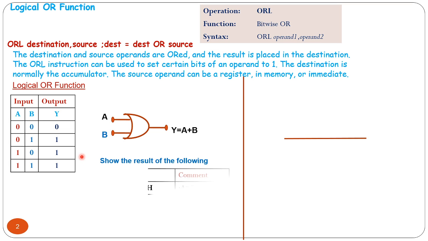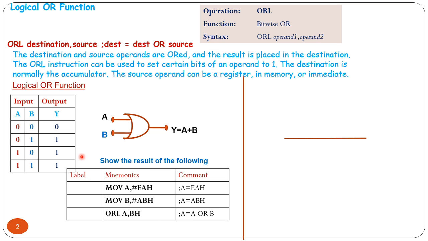Let us see a simple example. Show the result of the following instructions. We have MOV A, #0EAH: the content EAH is moved into the accumulator immediately. The content 0ABH is moved into the B register immediately, and then ORL A, B. After ORing, the result will be stored in the accumulator register. So the accumulator and B register contents are logically ORed.